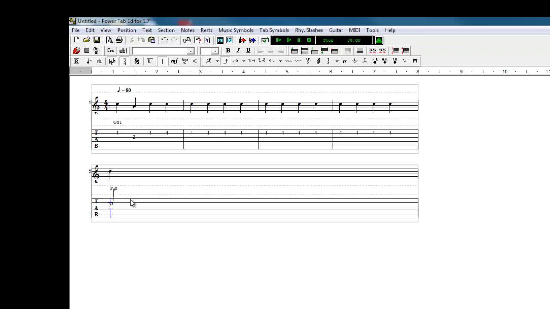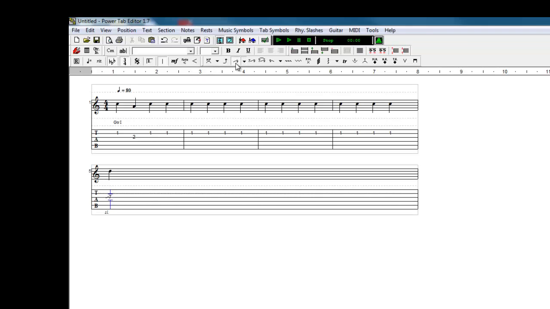Okay, here's another example. Let's get rid of that bend. We have a slide. Alright, see that line going up to the number? And SL dot. That signifies slide. So what we're going to do is slide from below the note up to the note.